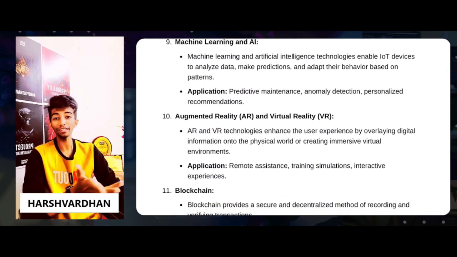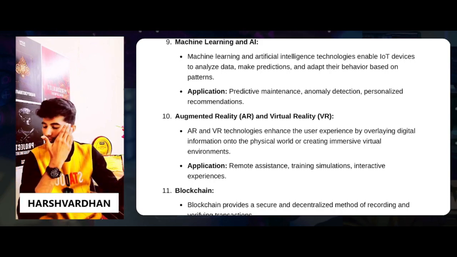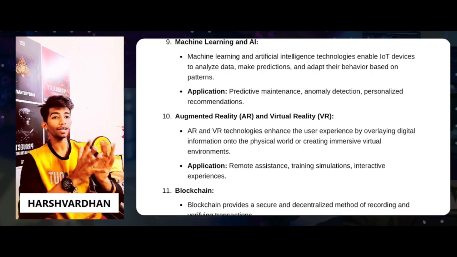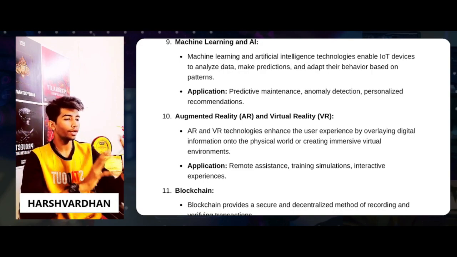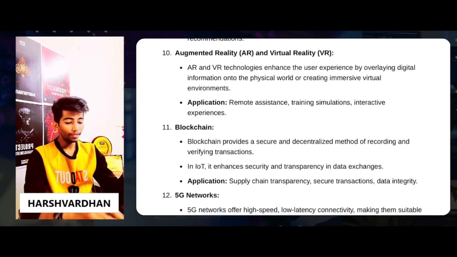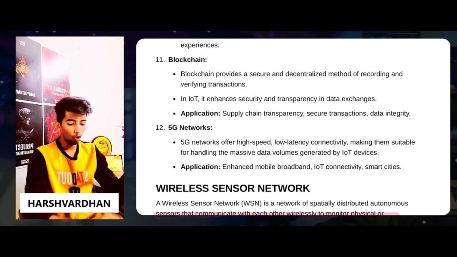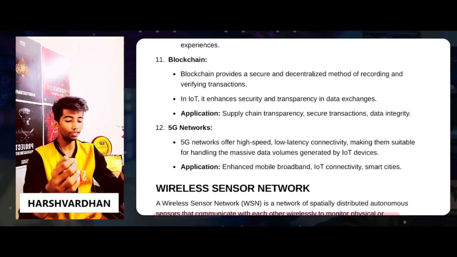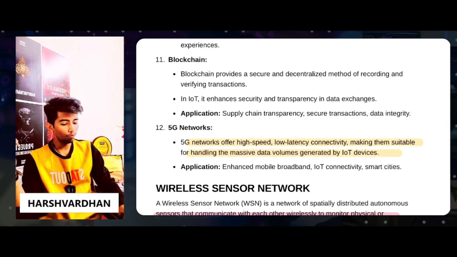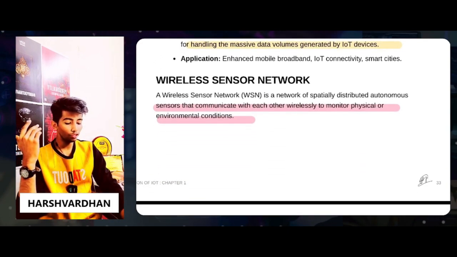Machine learning and AI are there, and IoT is integrated with them to work together on data processing. Machine learning is used to convert that data into predictive analysis. For that, AI and machine learning tools are also used. Augmented reality and virtual reality are the biggest examples. Blockchain is also an example, providing a secure and decentralized method of recording. 5G networks are also a big part of IoT because nowadays 5G is growing rapidly.